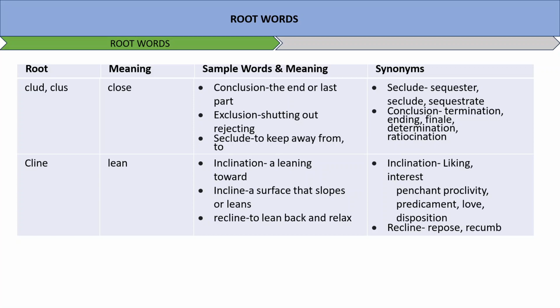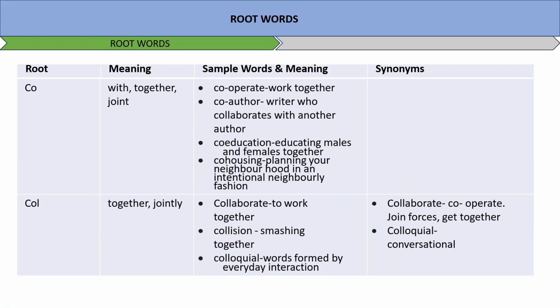Now, co here means with, together, join. Cooperate, co-author, co-education, co-housing, right? Planning your neighborhood in an intentional neighborly fashion. So, co-housing. Col means together or jointly. Collaborate, to work together. Collision, smashing together. Colloquial, words formed by everyday interaction. Collaborate, cooperate, join forces, get together. Colloquial, conversation. Okay, conversing in a way.